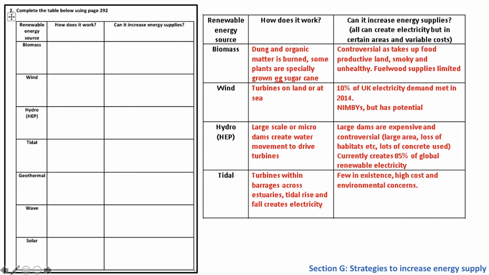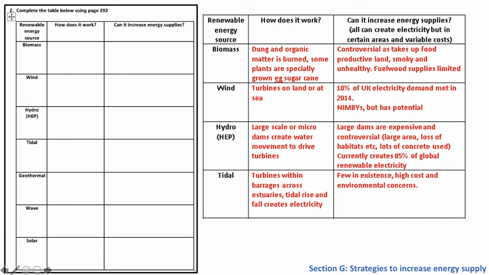Wind is turbines. We've seen pictures of these in the previous videos, and they can be on land or they can be out to sea. If you look back in the videos, we looked at Brighton, I think, as an example. It says there that 10% of the UK electricity demand was met in 2014 by wind.